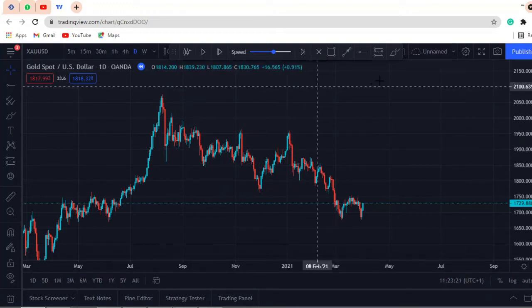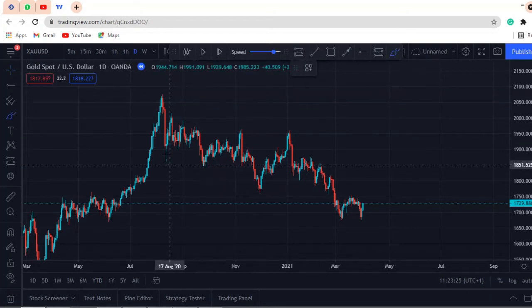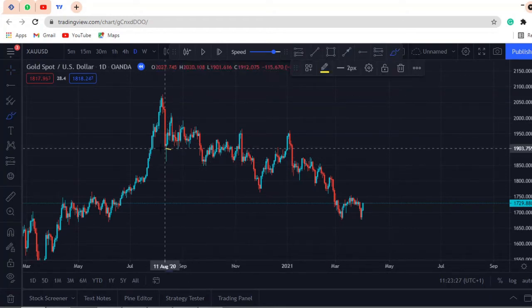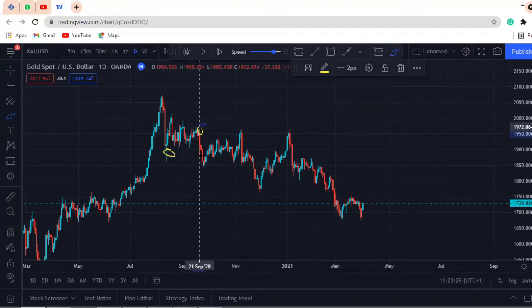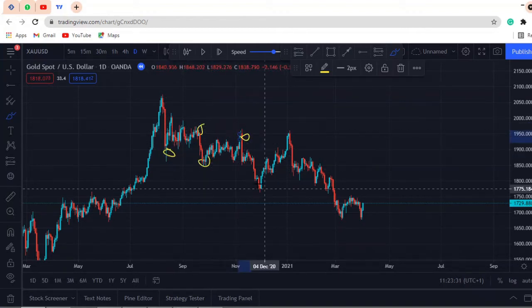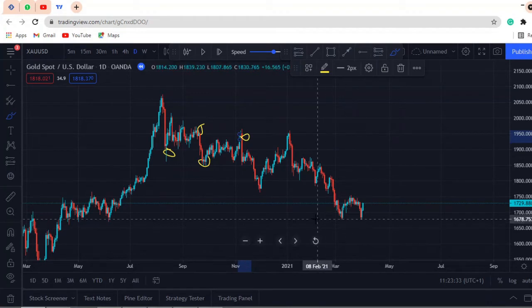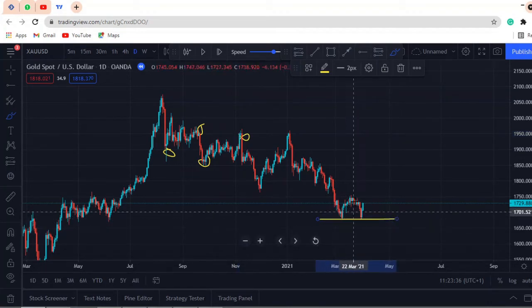Now I'm on a daily time frame, and from a daily time frame you can see that gold has been making lower lows and lower highs, lower lows and lower highs. But something interesting happened here, and gold formed a double bottom.